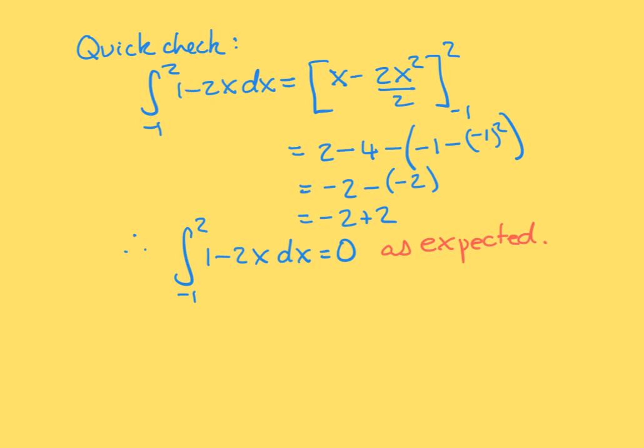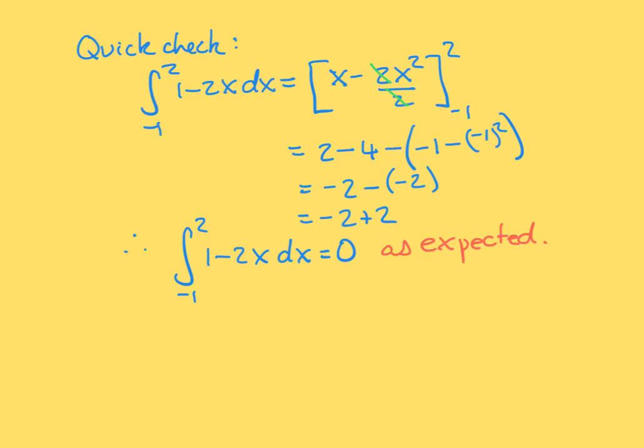The integral of 1 is x. The integral of -2x, well, we have -2. We add 1 to the power, this is x to the 1, so it's x to the 1 plus 1, x to the 2. And then we divide by our new power, and we see that the 2 and the half here will cancel. So we have x minus x squared. At the upper limit, we have 2 minus 2 squared, so that's 2 minus 4. And then we write a minus sign, and then we work out everything in here at the lower limit.